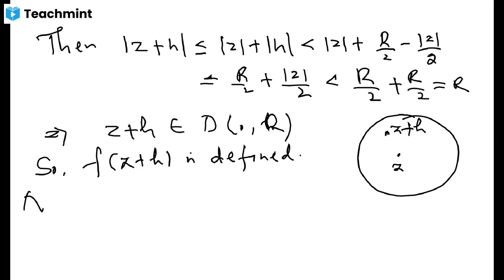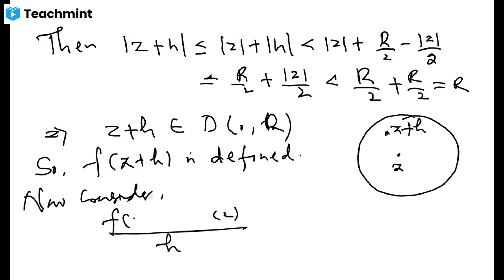Now consider f of z plus h minus f of z upon h. So that's why I needed this z plus h to be in the disk of convergence. And to show that this function is differentiable, you just need to show that the limit of this coefficient exists when h goes to 0, and that is the job for us in today's lecture.